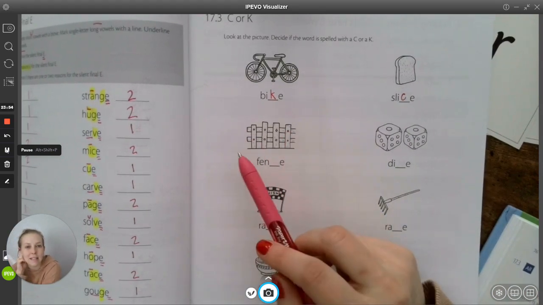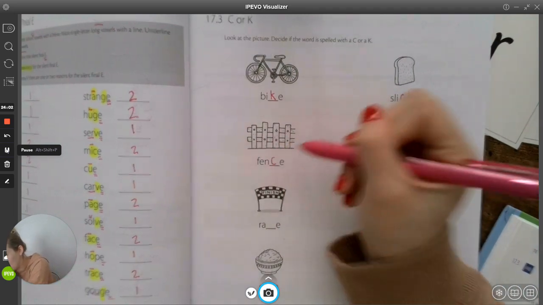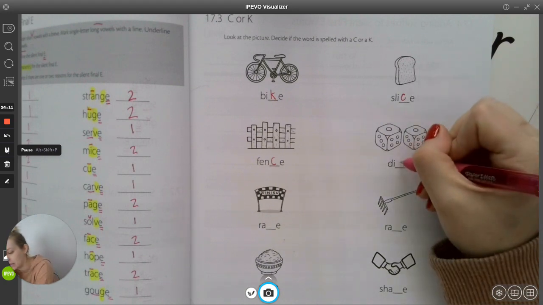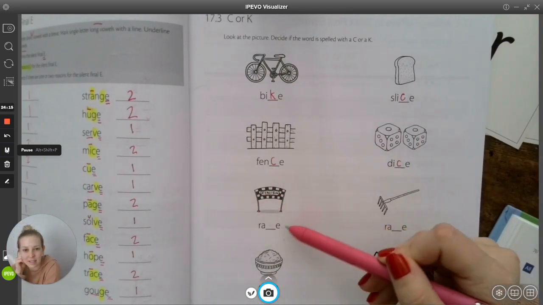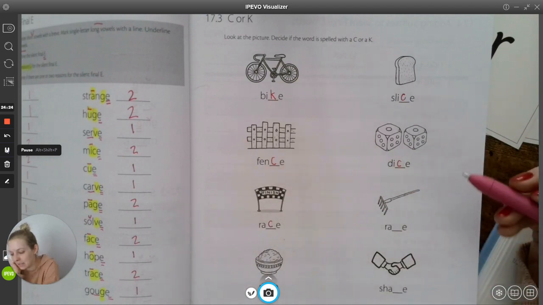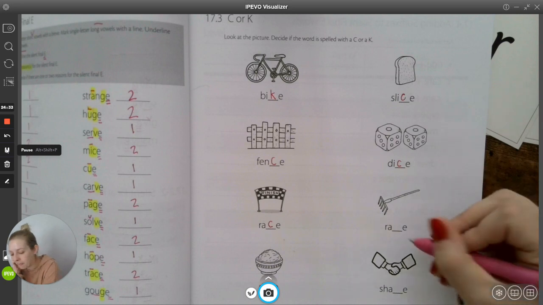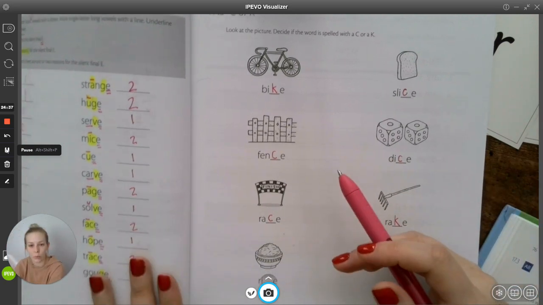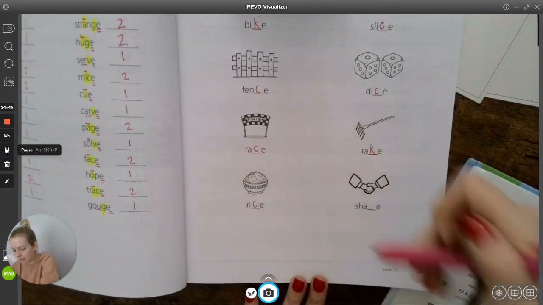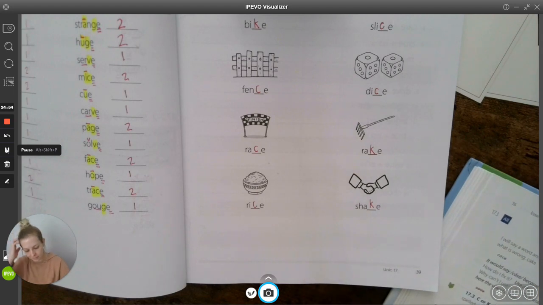Here we have a fence. Is it a C or a K? Let's find the final. It's a C. Good. And here we have dice. Is it a C or a K? A C. Good. Keep hearing that soft sound. This is, I'm guessing, a race. Race. That would be a C. This one is a rake. Rake. Okay. Here we have rice. Can't really see it. There we go. Rice. That would be a C. And here we have shake. Shake. That is a K. Very good. All right.